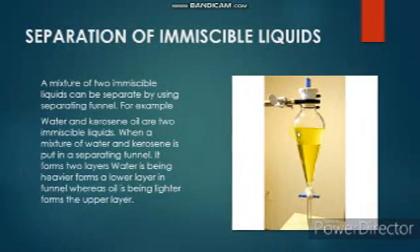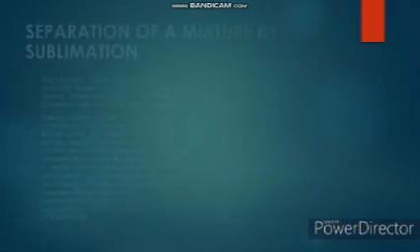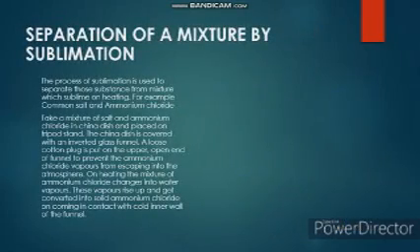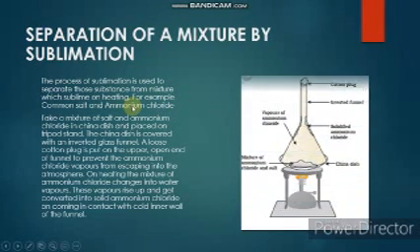Our next process is separation of a mixture by sublimation. What is sublimation? Sublimation is a process in which a solid directly converts into vapor or gaseous form. The process of sublimation is used to separate those substances from a mixture which sublime on heating. For example, common salt and ammonium chloride.